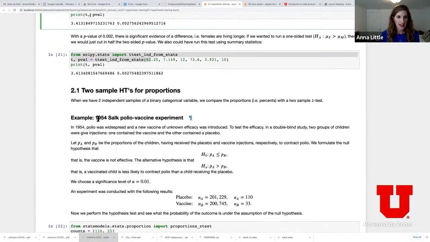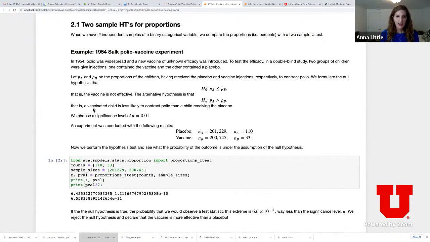So let's take a look at a two-sample hypothesis test for proportions. Okay, so now let's assume we have two independent samples, but of a binary categorical variable. So not a quantitative variable like age or temperature. And we want to compare the proportions, i.e. the percents, with the two-sample z-test. So here, actually, we're going to be doing a z-test instead of a t-test because for proportions, we don't have this issue about approximating the standard deviation because it's specified exactly by the null hypothesis.